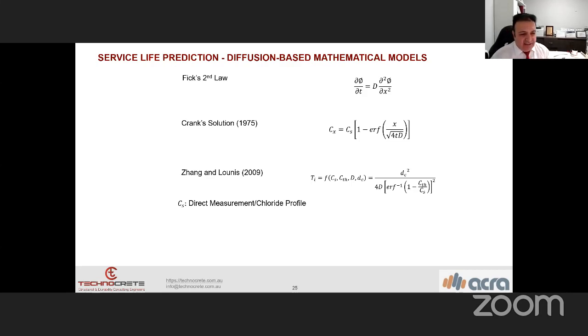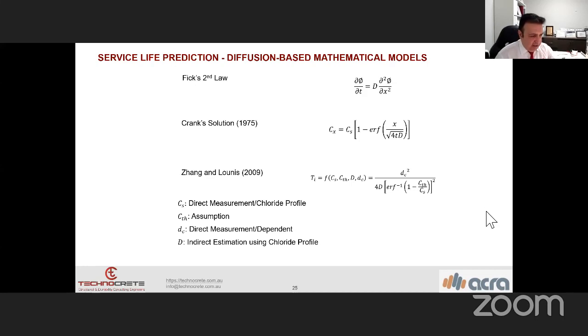I have presented some of them just for being a little bit more familiar with the mathematical model. Then in all of those mathematical models, we have some parameters in the bottom of the slide. CS, which is the surface chloride concentration, we can measure this one.